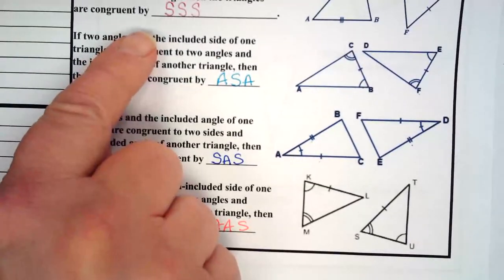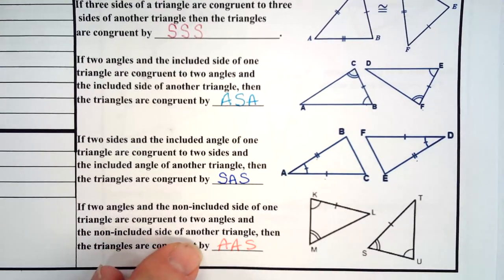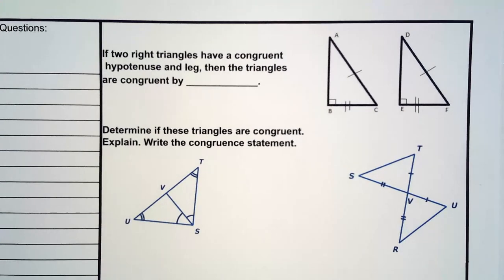So side, side, side; side, angle, side; angle, side, angle; angle, angle, side. There is no angle, side, side. Think of what the word means. Don't use it. Okay, the last one works only for right triangles.